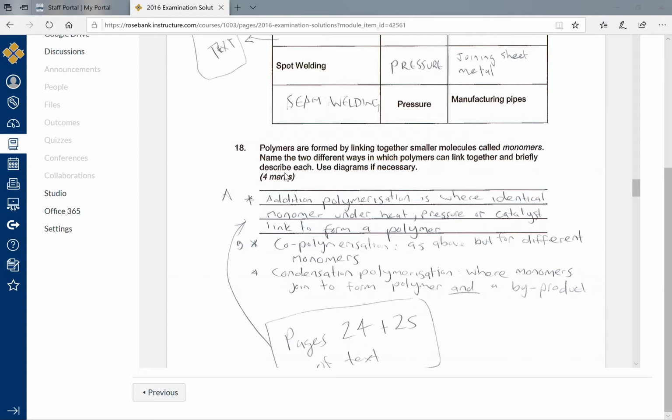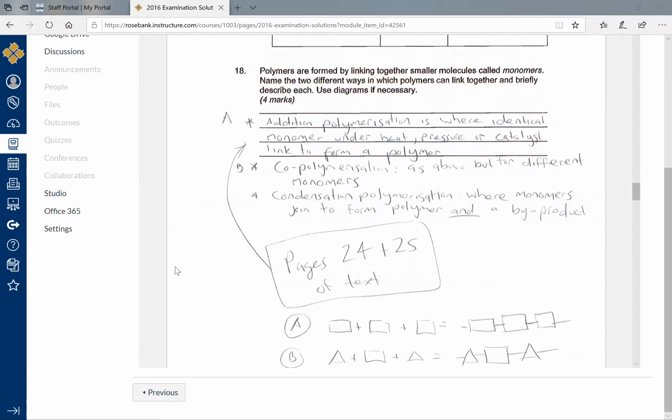Polymers are formed by linking together smaller molecules called monomers. Name two different ways in which polymers can link. We talked about this and it's in the textbook on pages 24 and 25. So we have addition polymerization. You've got identical monomers joining together under heat, pressure, or a catalyst, which is something that speeds up a reaction. And they link to form a polymer.